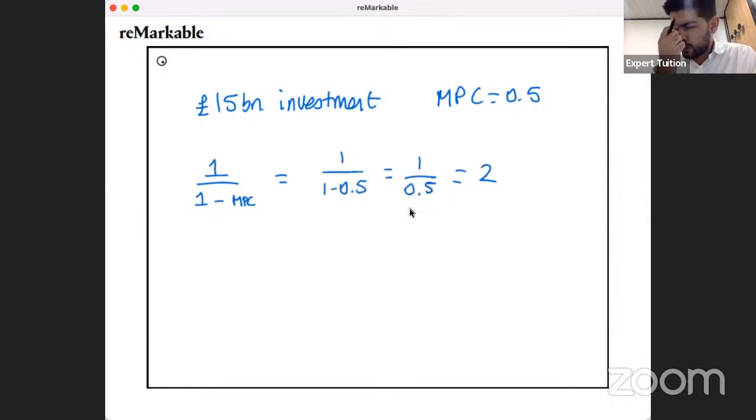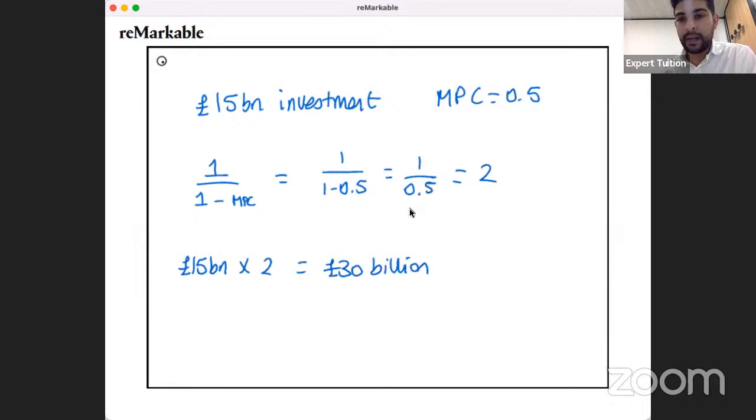Have you ever wondered why it's called the multiplier? The clue is in the name. You then multiply that number by the initial injection. So now you simply do 15 billion times 2 equals 30 billion. Make sure you remember to put the pound sign and make sure you remember to put billion or million or whatever it is that they quote their number in. That was 3 marks. How easy was that? That's literally it.